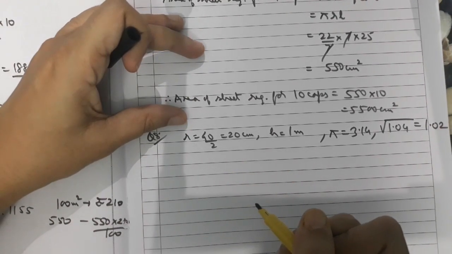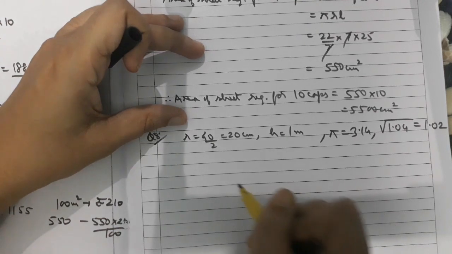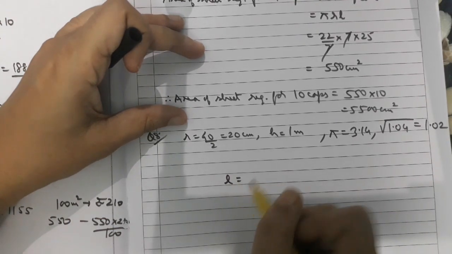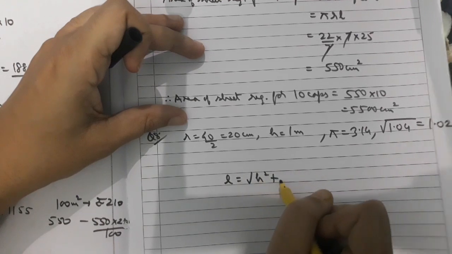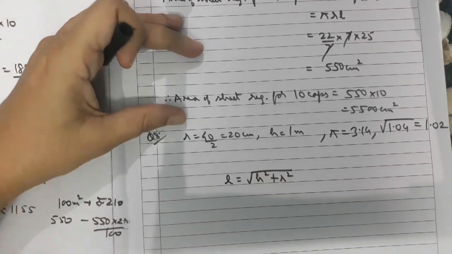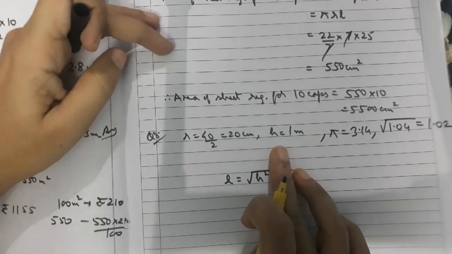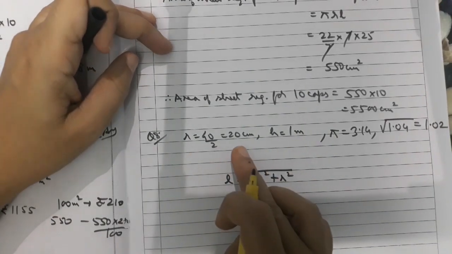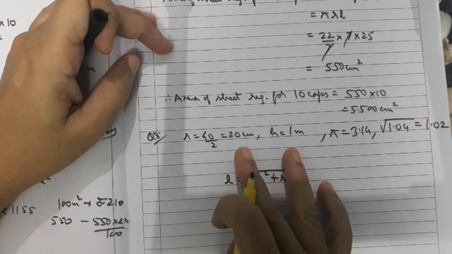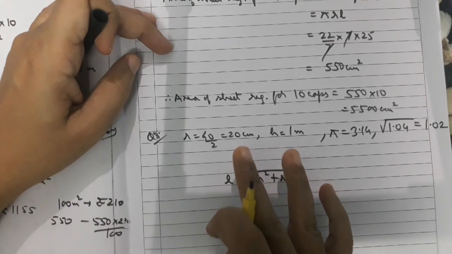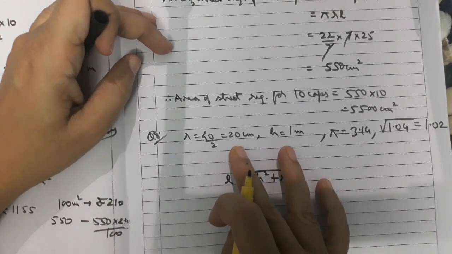Curved surface area is pi r L. So first of all we need to find out L. L is under root h square plus r square. But here height is in meters whereas radius is in centimeters. So both should be converted to the same unit. Either you can convert both to centimeters or both to meters.